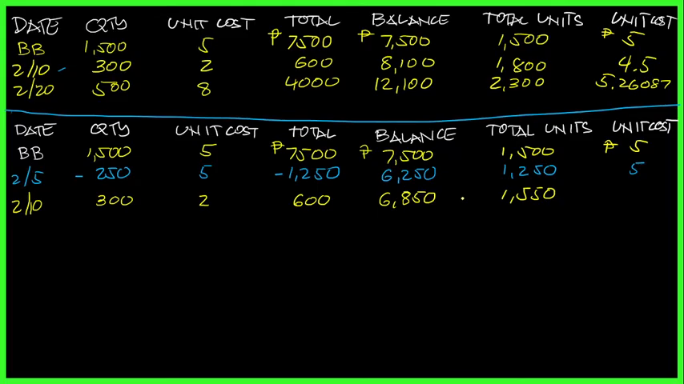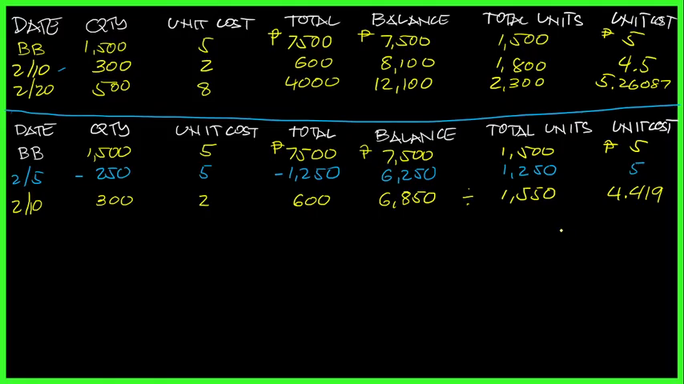We just divide, no? 6,850, the balance, divided by the number of units, 1,550. Is this right? Let's repeat, it seems wrong. 6,850. We divide this by 1,550. Talagang ganun siya. Okay. 4.419. So that's now the unit cost.